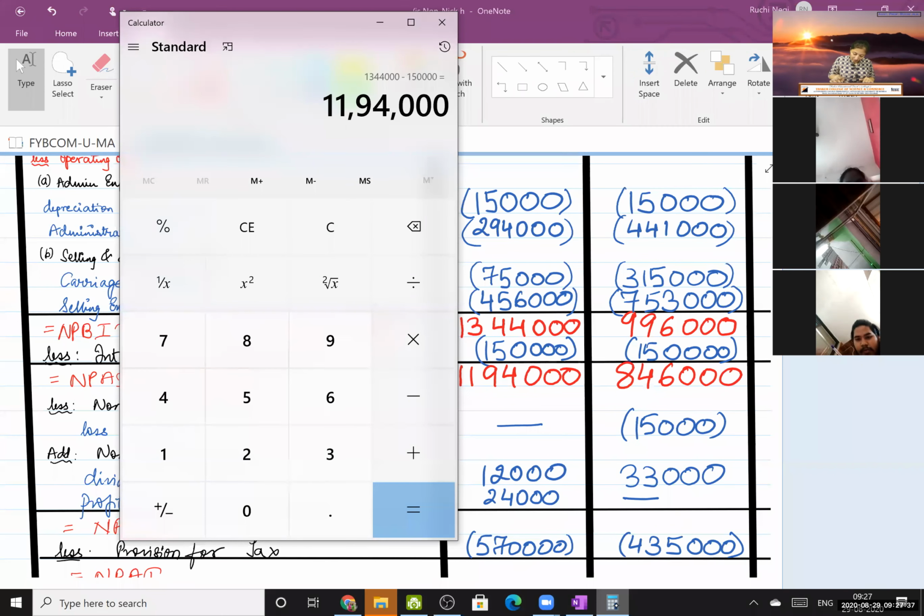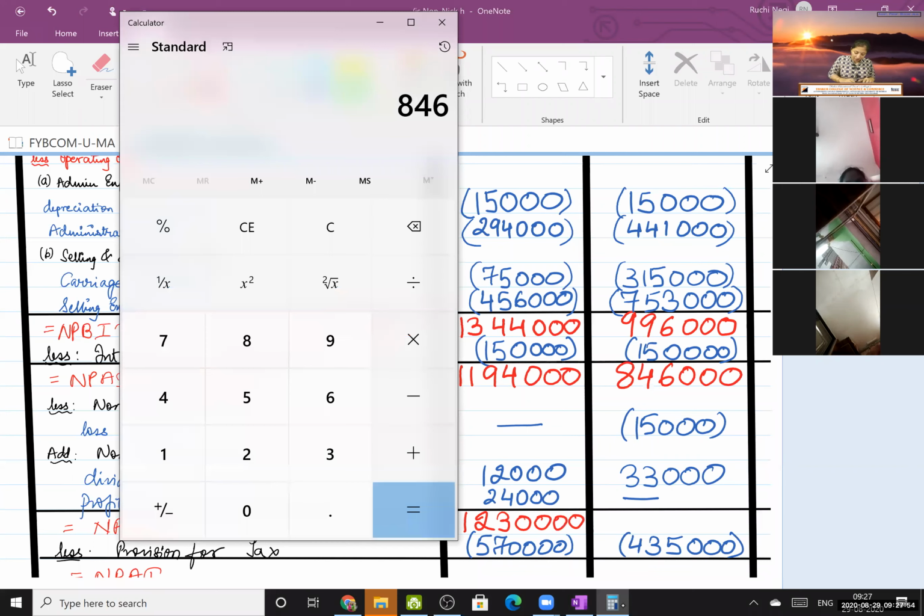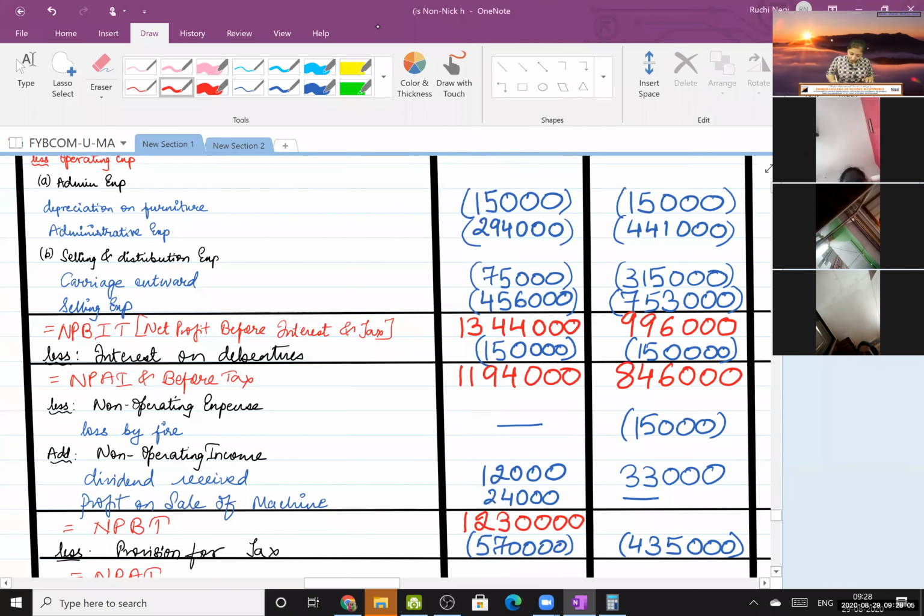9,94,000 plus 12,000 plus 24,000. So the answer is 12,30,000. Net profit before tax, 12,30,000. Okay, next. 8,46,000 minus 15,000 plus 33,000. So the answer is 8,64,000. So write it here, 8,64,000.